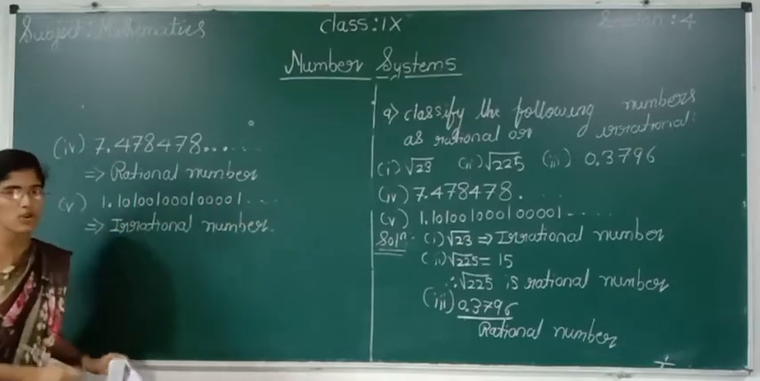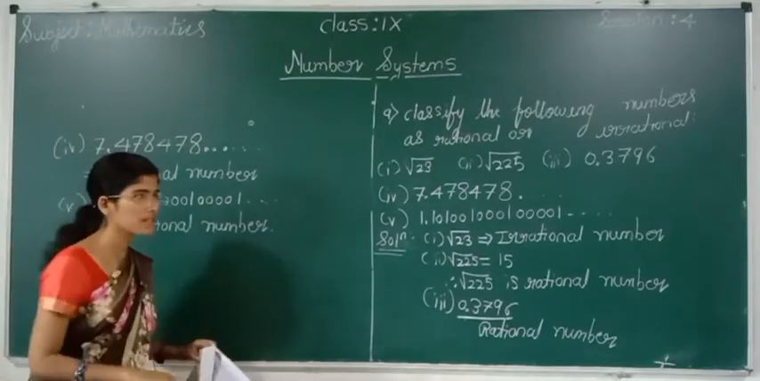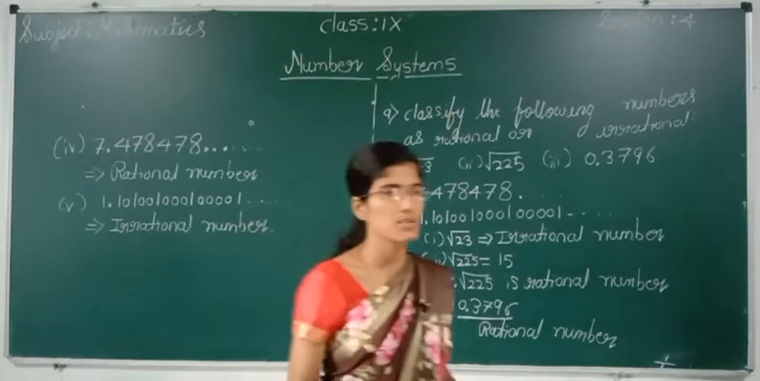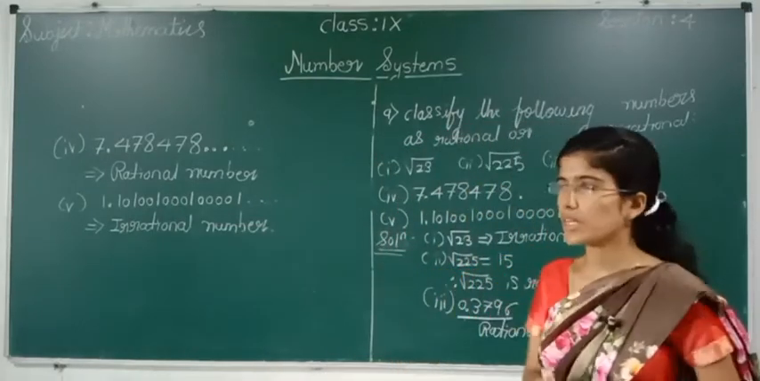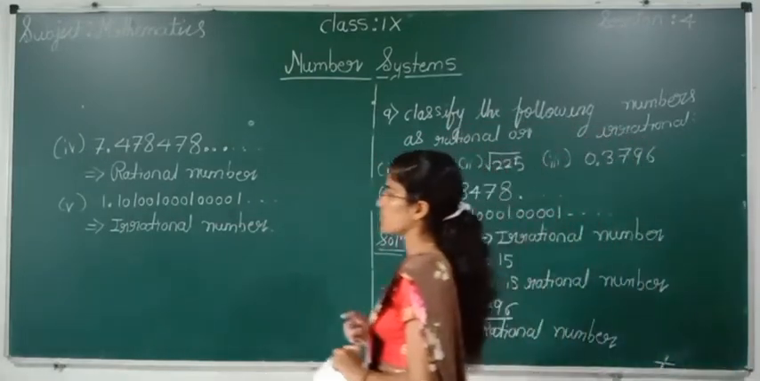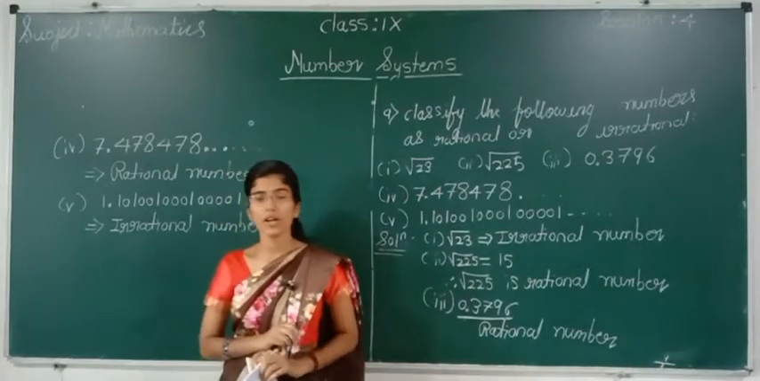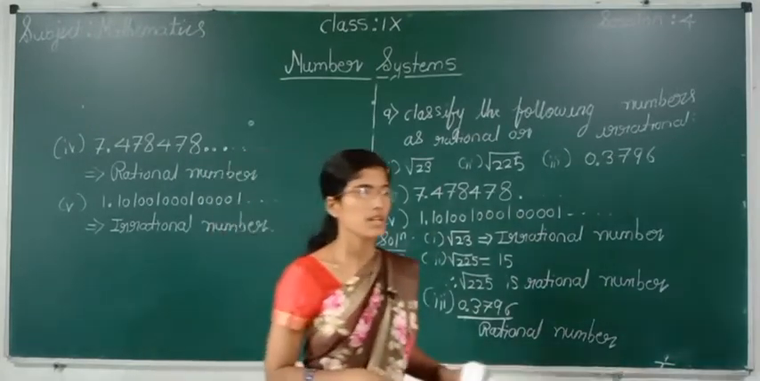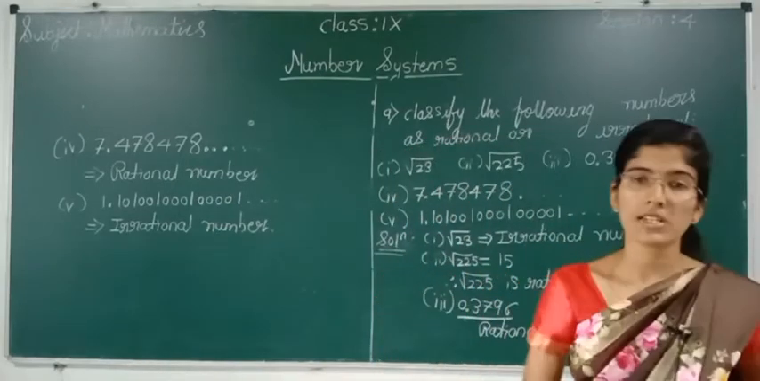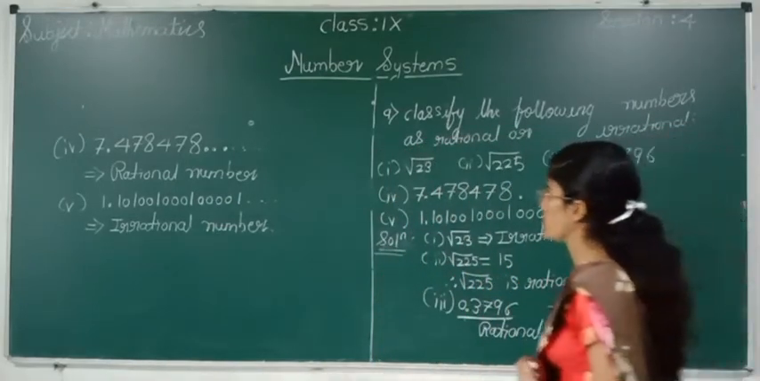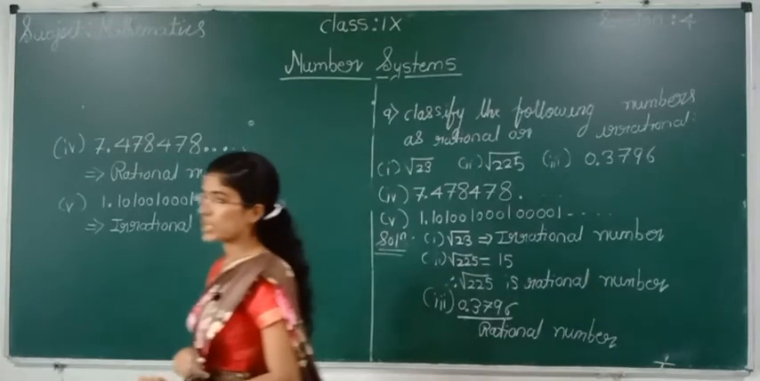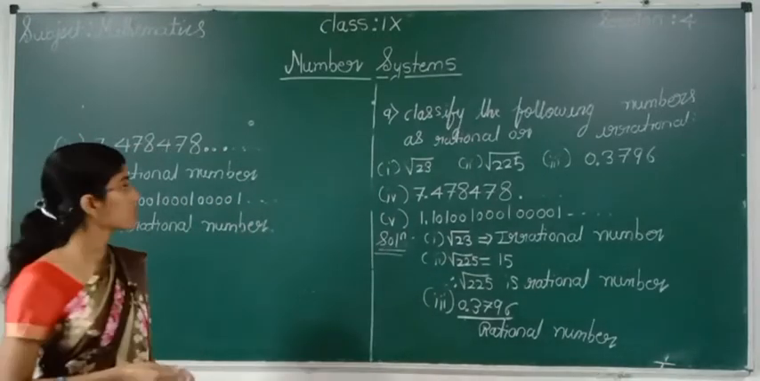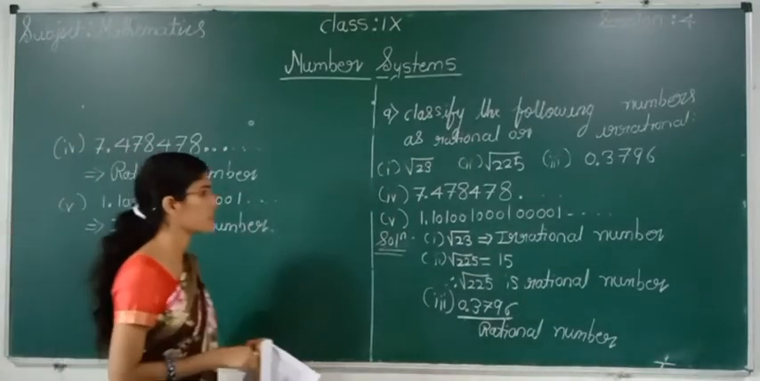Okay, the main concept you have to remember is that the number whose decimal expansion is terminating or non-terminating recurring will be a rational number, and the number whose decimal expansion is non-terminating, non-recurring will be an irrational number. See here, your exercise 1.3 is completed.